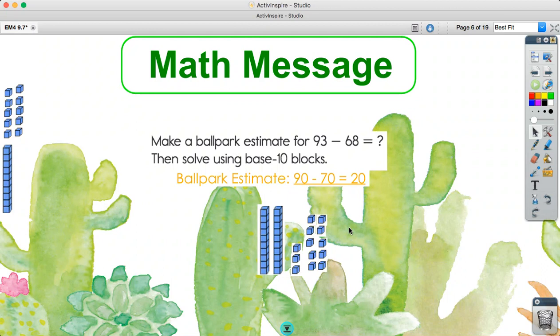I exchange 1 long for 10 cubes. Now I'm going to subtract 8. 1, 2, 3, 4, 5, 6, 7, and 8. I'm left with 2 longs and 5 cubes, which is equal to 25. 93 minus 68 equals 25. Great job!